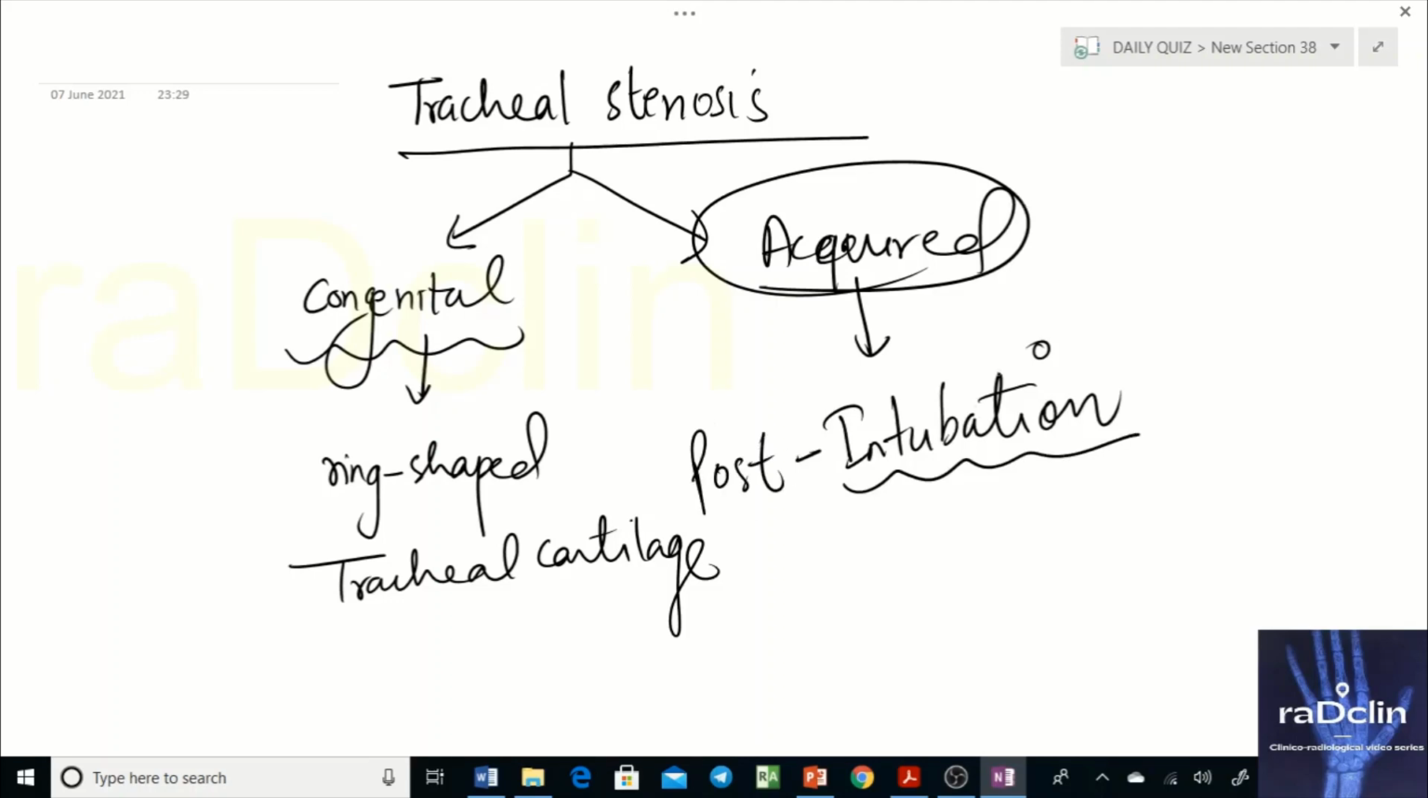Now the patient might have been intubated in a particular surgery, and when the patient is extubated, the patient develops tracheal stenosis. The patient develops what? Worsening of the SpO2. That is due to, when the patient gets extubated, there is a tracheal stenosis and there's a collapse in the trachea, which causes worsening of the SpO2. The patient is not able to recover, or there is delayed recovery. So that is what a post-intubation tracheal stenosis is.